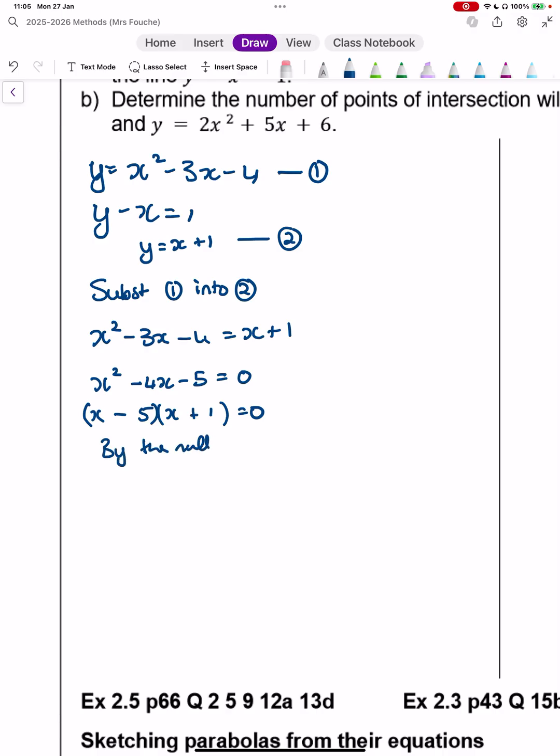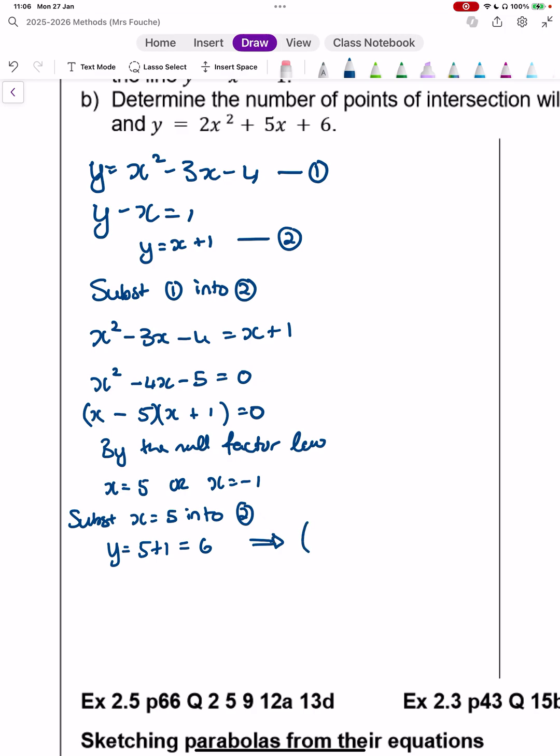So by the null factor law, and we always write that, x is equal to 5 or x is negative 1. Now you're not finished, because what they've asked for is the coordinates of the points of intersection. So that means you need to substitute x equals 5 back into one of your equations, and also x equals negative 1 into both of your equations. Okay, so we're going to substitute x equals 5 into, and I would probably pick the one that I'm least likely to make an error with, so 2 is a whole lot easier. So y is going to be 5 plus 1, which is 6.